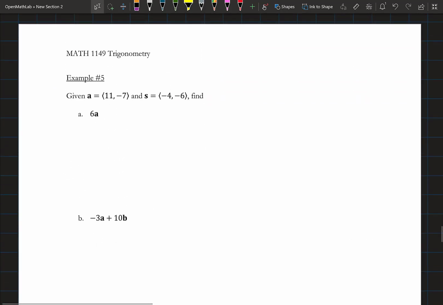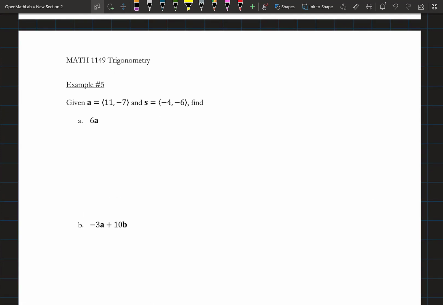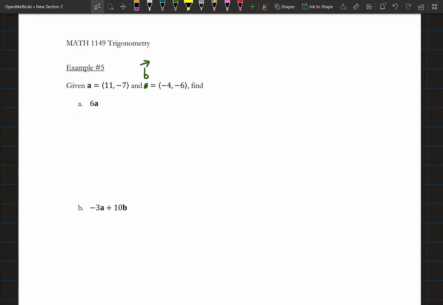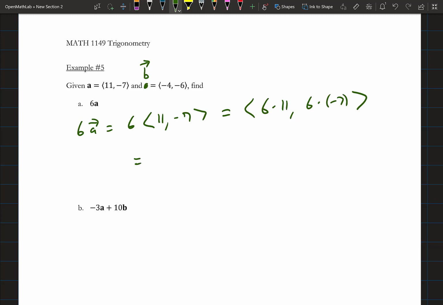And then the next one, I have some examples with multiplying by a scalar. And I apologize, this s, you can change that in your notes. This should be b, vector b. So I have vector a, which is 11, negative 7, and vector b, which is negative 4, negative 6. So we first want to find what 6a would be. So 6a is equal to 6 times a, which is the component form 11, negative 7. So remember, the property here is I take 6 times the x component and then 6 times the y component, and we get something like that. And then we can simplify. So 6 times 11 is 66, and 6 times negative 7 is negative 42. So that is finalized.